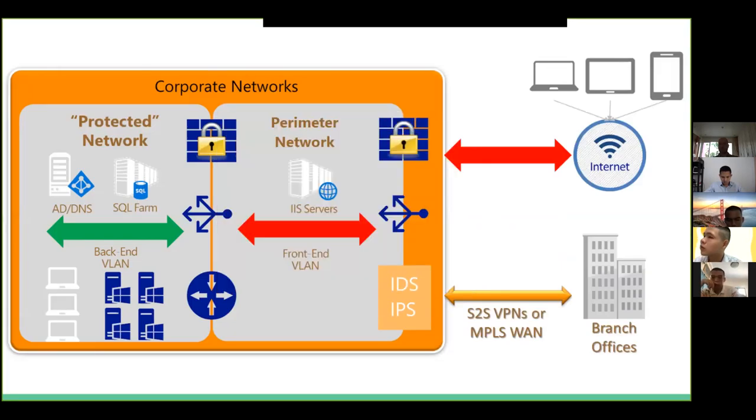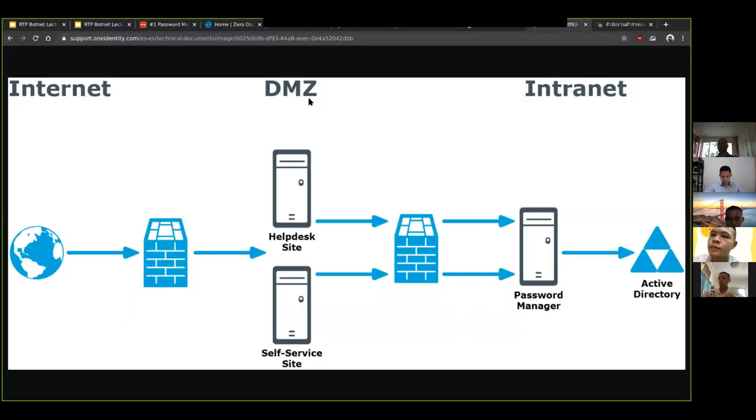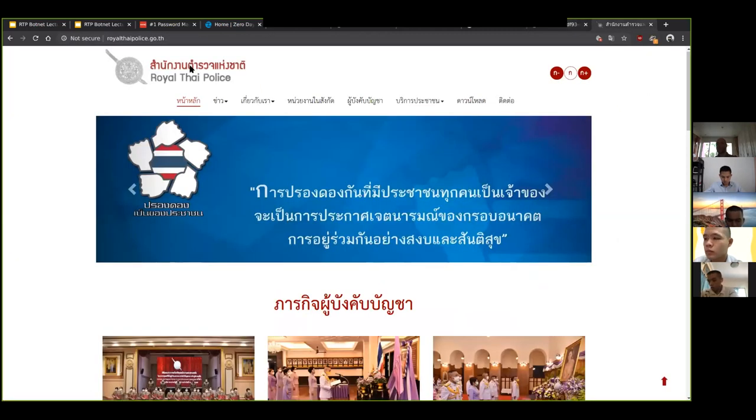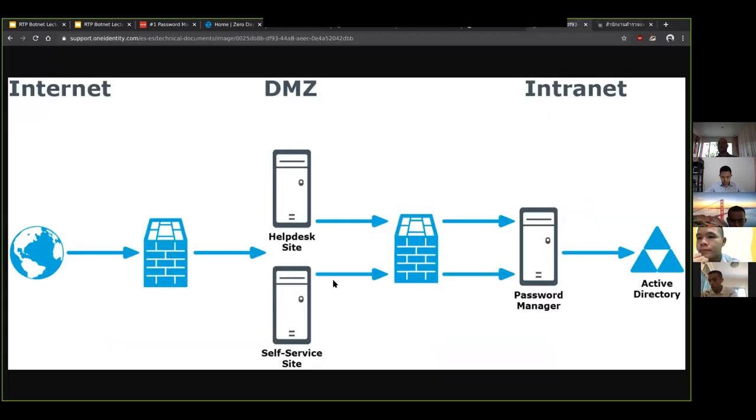So when you see the video I showed, the video of police being hacked, the police network that was hacked did not have this. If they had this, it would be much harder to hack and get the data of police. They could only hack the website. And maybe they make the Royal Thai Police website look bad, but they don't steal information from Royal Thai Police, because it is protected by the firewall, by the border.